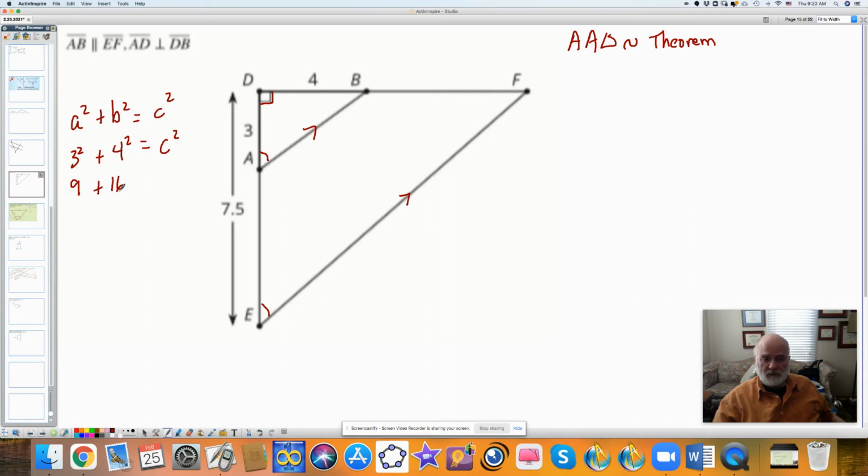9 plus 16 is equal to c squared, so 25 is c squared. When you square root both sides, we're going to get a plus or minus, but since we're dealing with length, we're going to ignore the negative root, and we get this distance is equal to 5.